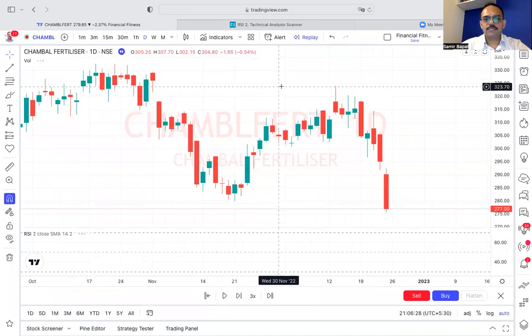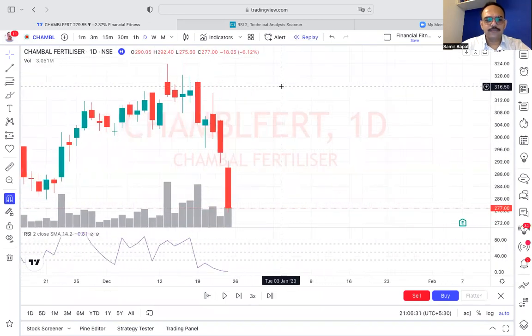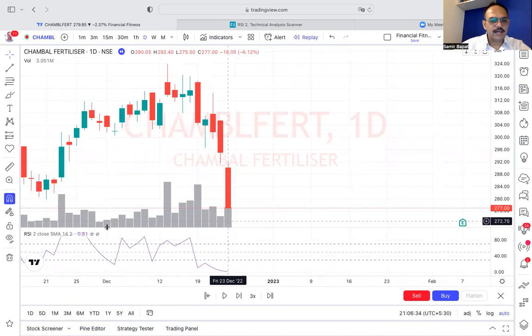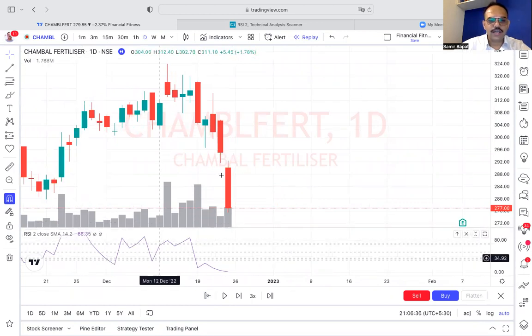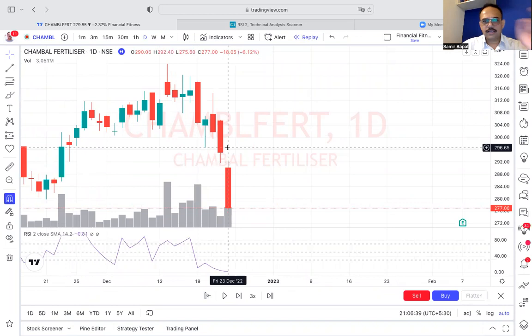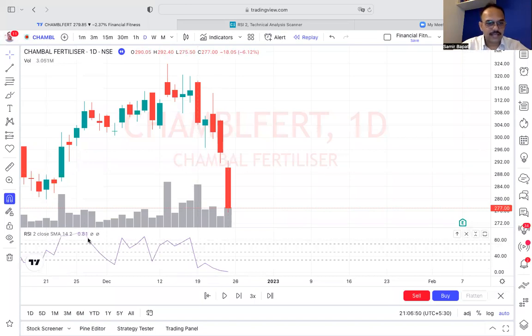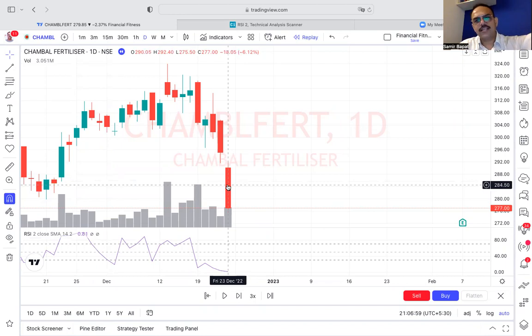In Chambal Fertilizer, as you can see, check the RSI value here. How many of you can see the RSI value is 0.81 on 23rd December? Can you see? Here is where you can see the RSI value, where my mouse is moving right now, below on the top. If I keep my mouse on the 23rd December candle, you can see the RSI value is 0.81, correct?